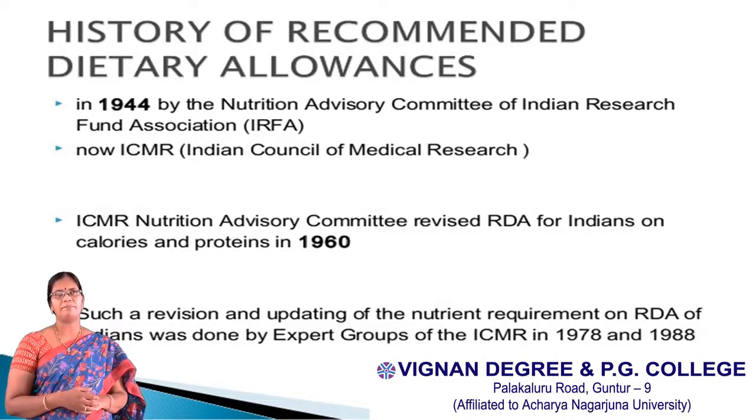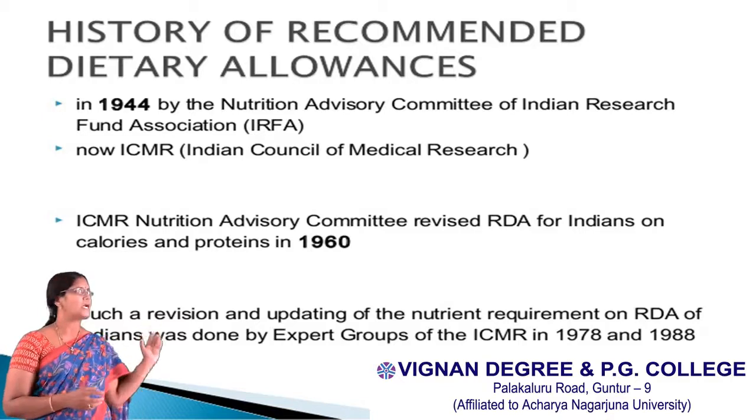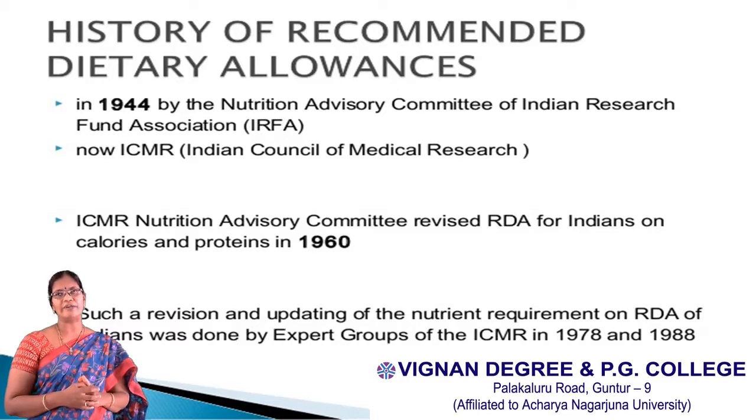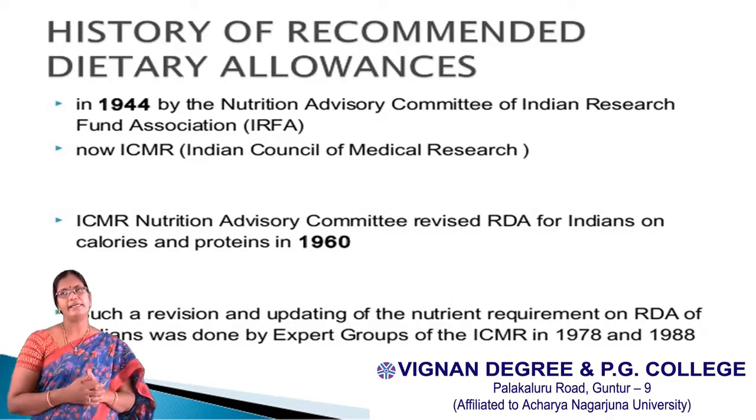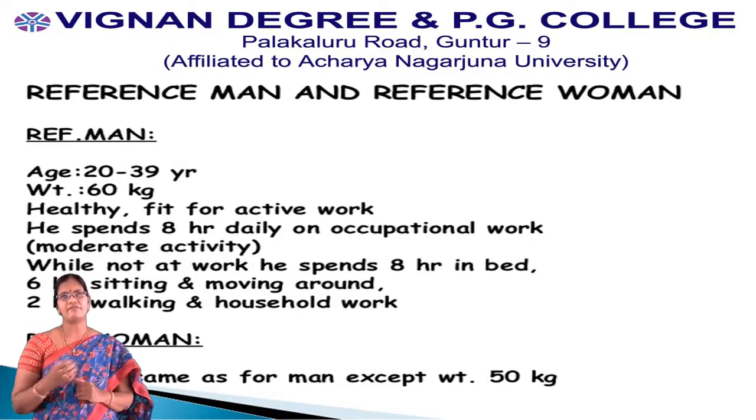In 1944, the term was used by the Nutritional Advisory Committee of Indian Research Fund Association. Now ICMR, Indian Council of Medical Research, is greatly involved in RDA. So ICMR Nutritional Advisory Committee revised RDA for Indians on calories and proteins in 1960. Such a revision and updating of the nutrient requirement on RDA of Indians was done by expert groups of ICMR in 1978 and 1988.